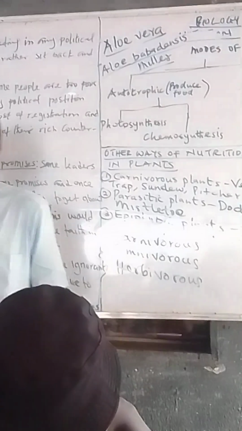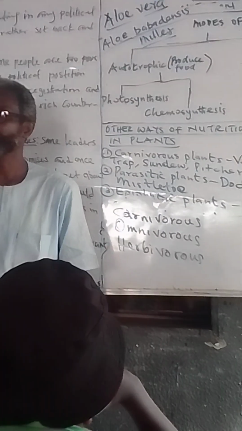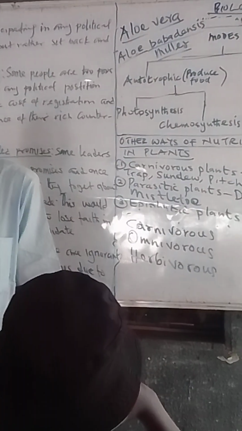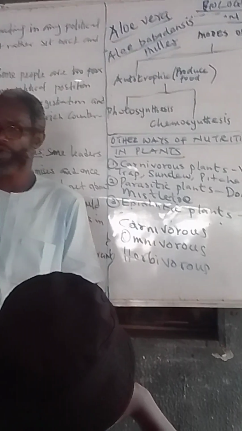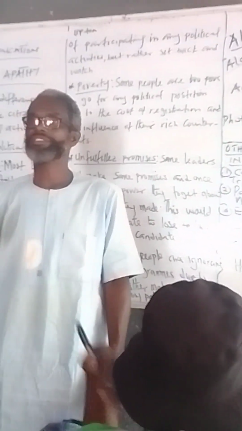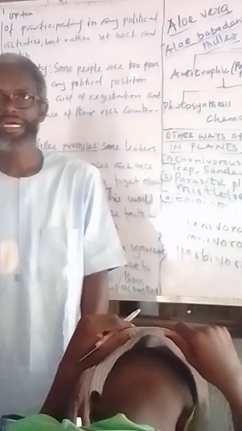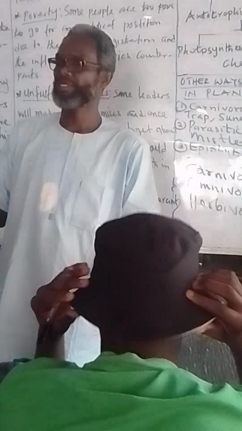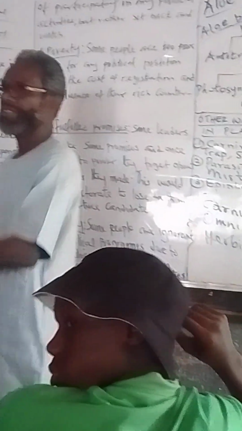Example. Lion. Man? No, man is not carnivorous. Cheetah. Leopard. When I say they feed on flesh, I mean raw flesh. Cheetah, lion, tiger, leopard, and what else? Snake. Crocodile. Bear, that is carnivorous.